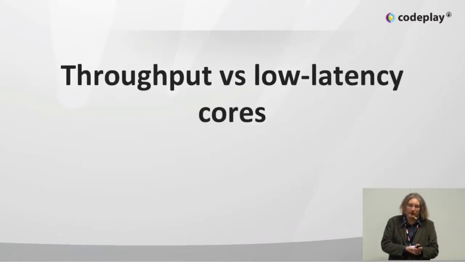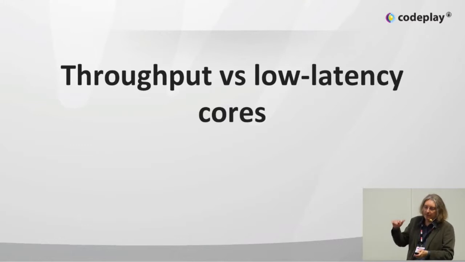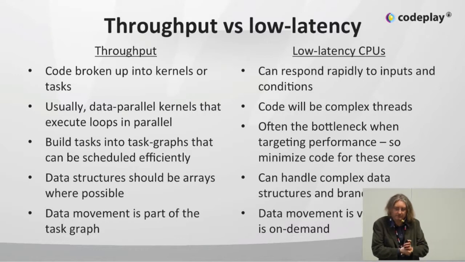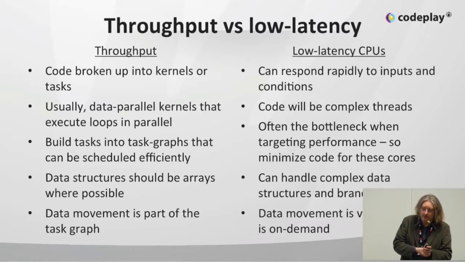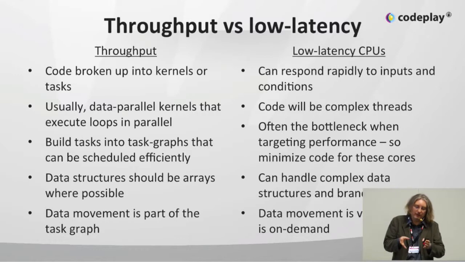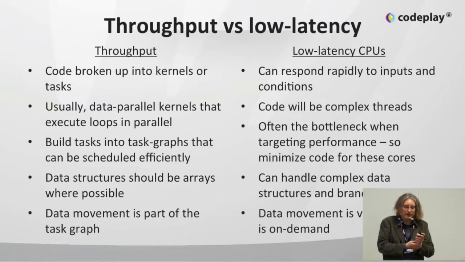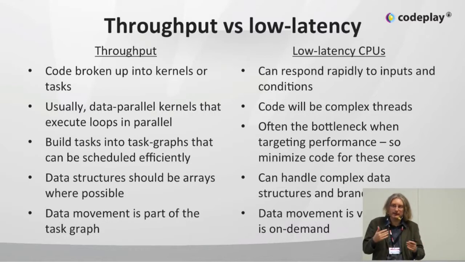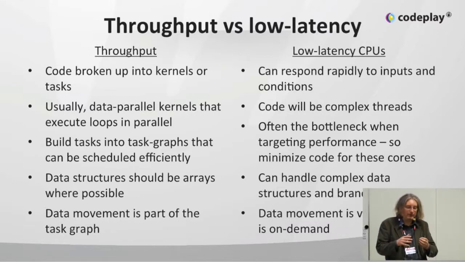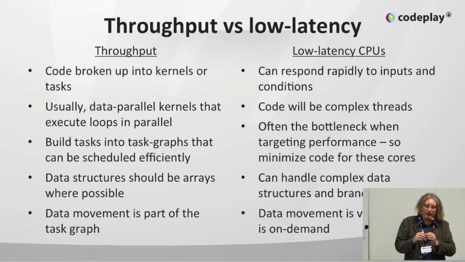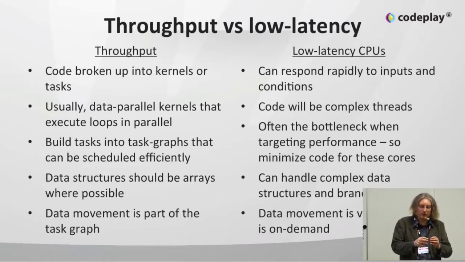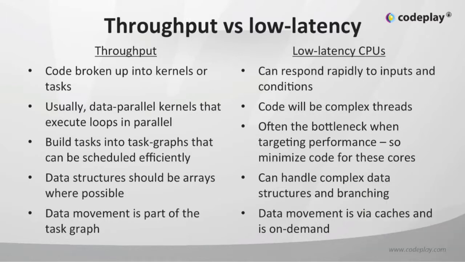So I'm going to talk first about how we deal with the differences between throughput versus low latency cores, because it's probably the easiest thing to start with. A low latency CPU on the right can respond very rapidly to inputs and conditions, and code is going to be either single-threaded or complicated threading code, with which people may be quite familiar. Whereas on a throughput core, things are going to be broken up into kernels or tasks, and basically you're going to offload a loop onto one of these data parallel cores.